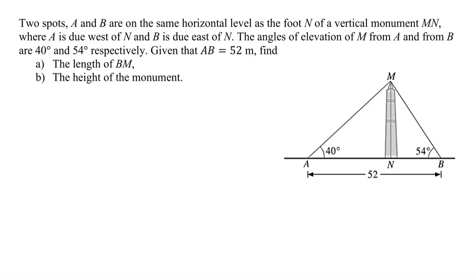Hello everyone, welcome to this example where we are given two spots A and B on the same horizontal level as the foot of a vertical monument MN, as shown in this diagram. A is due west of N and B is due east of N. We are also given the angles of elevation of M from A and B respectively, which are 40 degrees and 54 degrees. And we are also given AB is 52. Find the length of BM.